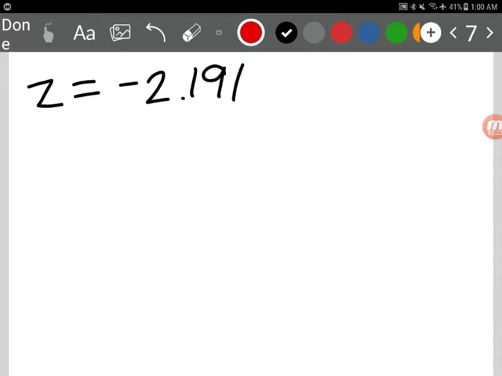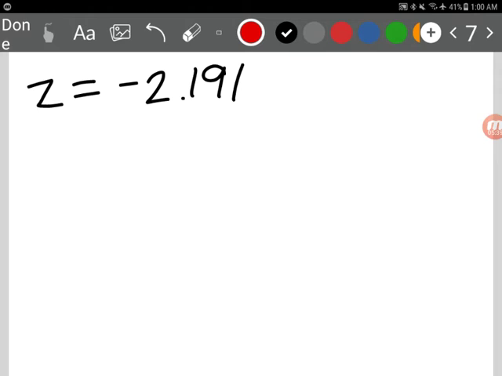When I calculate that, and again, you can calculate it using the Desmos scientific calculator or use your TI graphing calculator or a scientific calculator, you should get Z equals negative 2.191. So remember, we're doing a Z distribution when we have the standard deviation for our population. If we do not have the standard deviation of our population, then we use a T distribution. Very important that you know that.